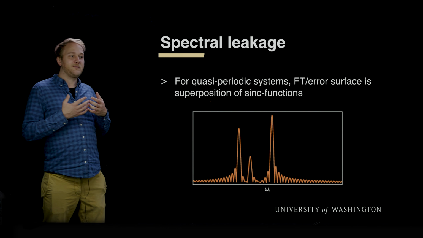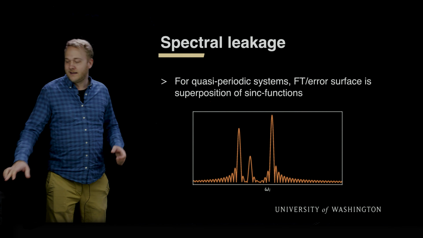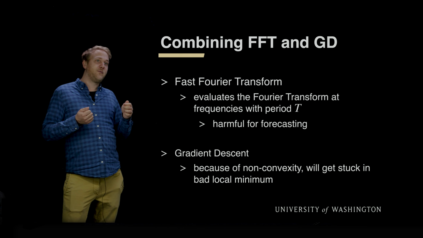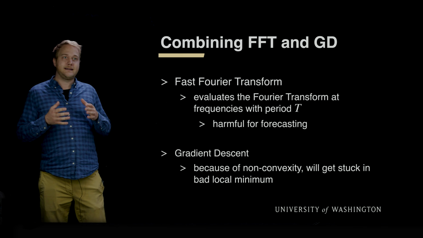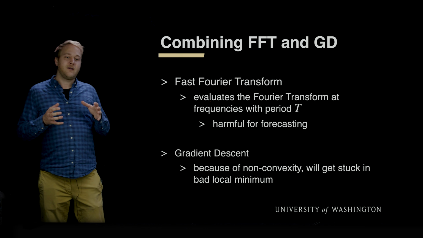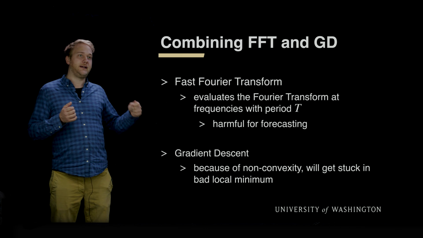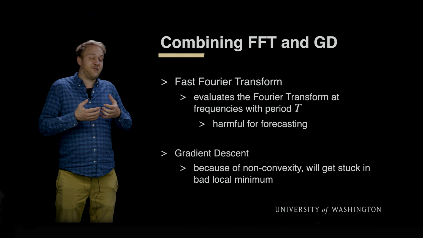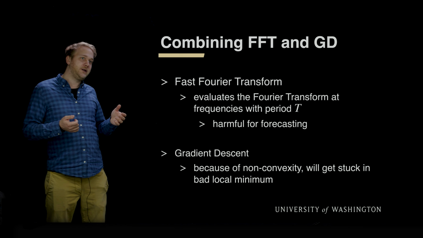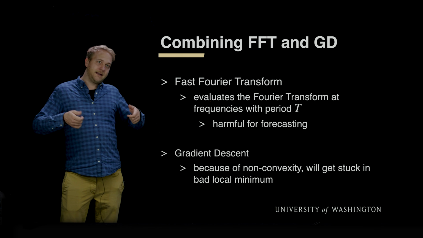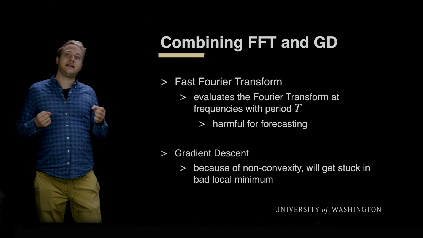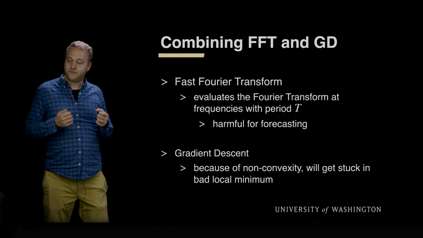So how do we optimize our objective function? If we were to use the fast Fourier transform, which evaluates the Fourier transform at integer multiples of 1 divided by t, we always get frequencies that are periodic in t. And that's not a very good property if you're trying to forecast. Now, what would happen if we would use gradient descent? Because the superposition of sinc functions is super non-convex, gradient descent will very quickly get stuck in local minima.